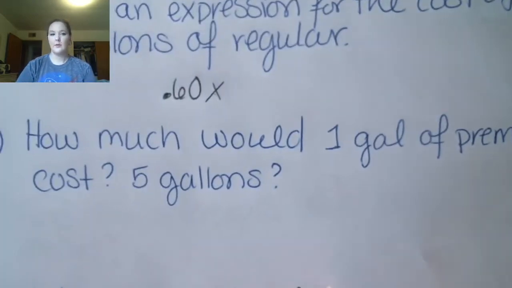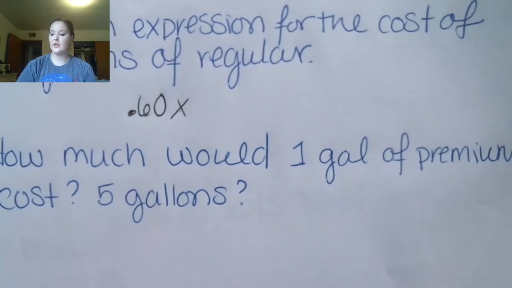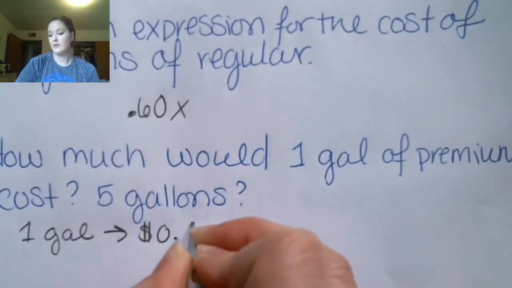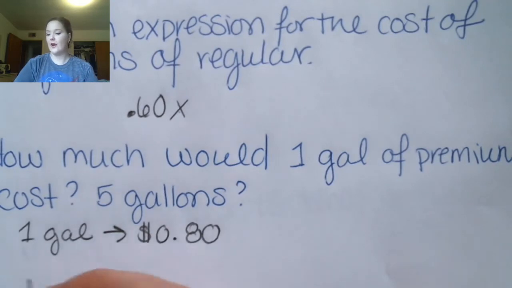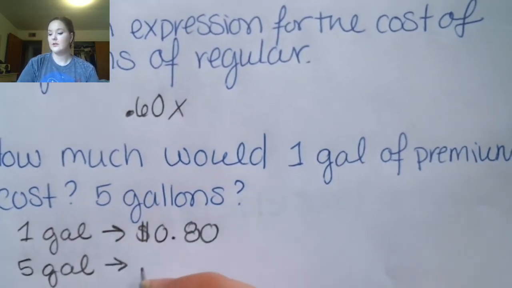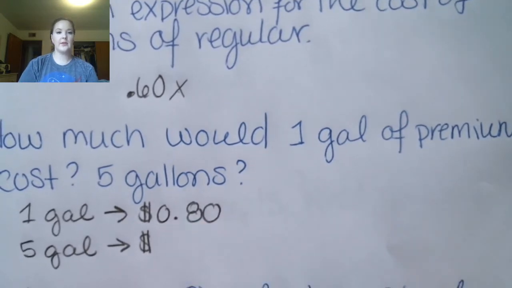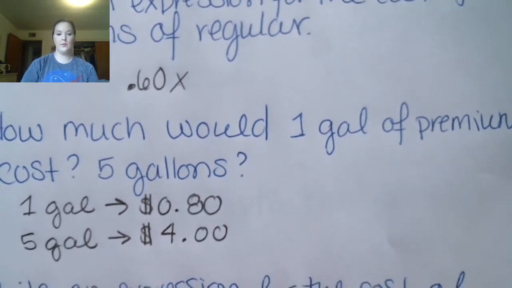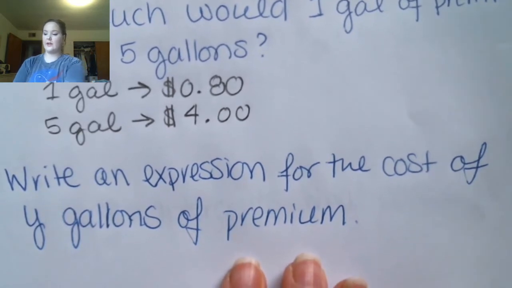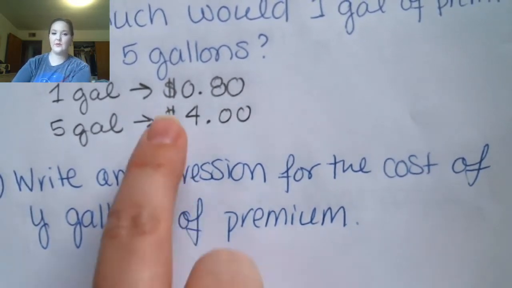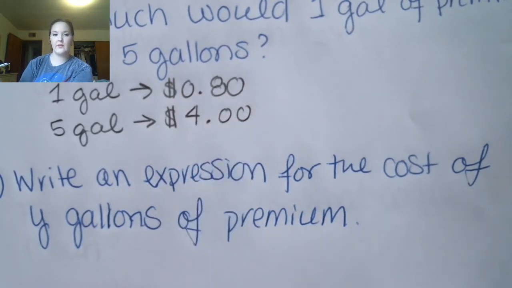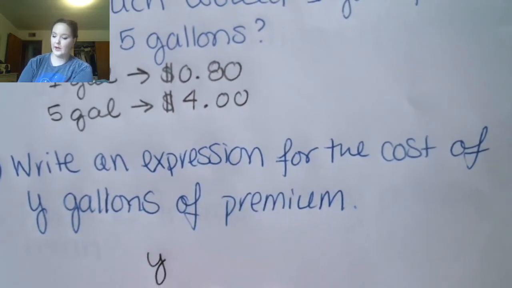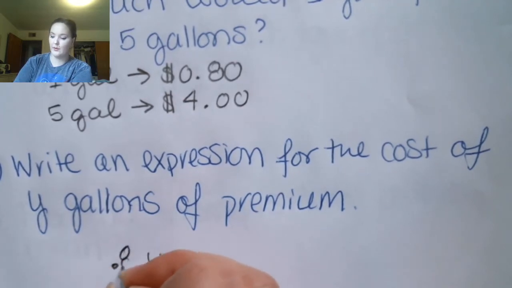Part C, how much would 1 gallon of premium cost? Well, 1 gallon of premium we know is 80 cents. What about 5 gallons? I think you guys know how to do this, and hopefully you got that this is $4. We're going to use that to answer part D. Write an expression for the cost of Y gallons of premium. If we think about how we got this $4, we took the number of gallons, which was 5 in this example, but now it's Y, and we multiplied it by that 0.8. So I'm going to take my Y and multiply it by 0.8.